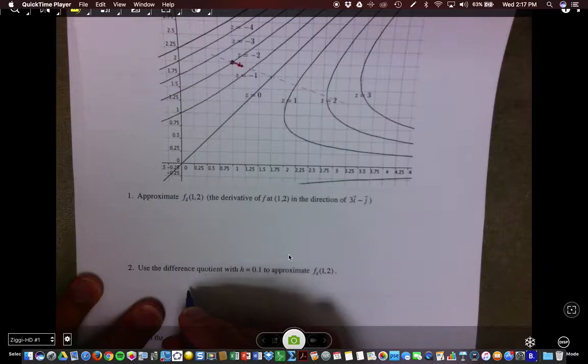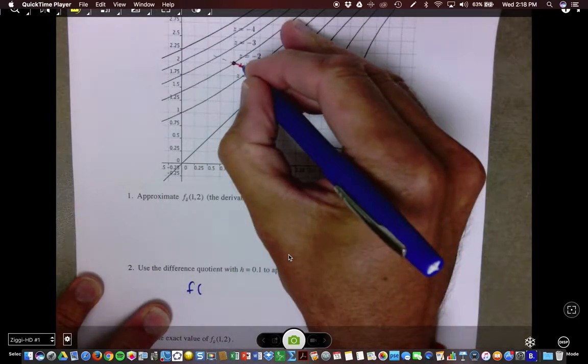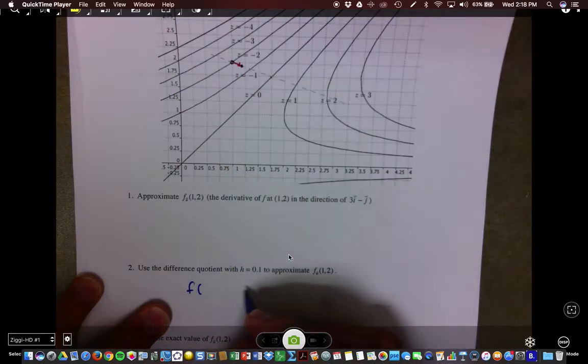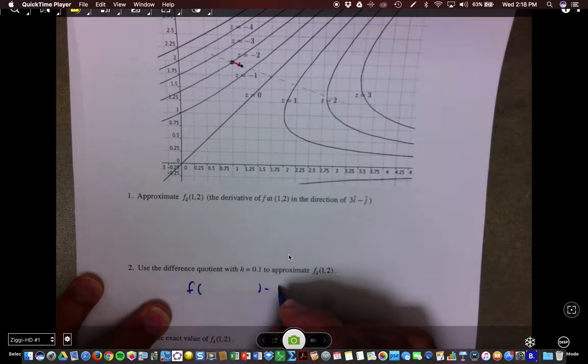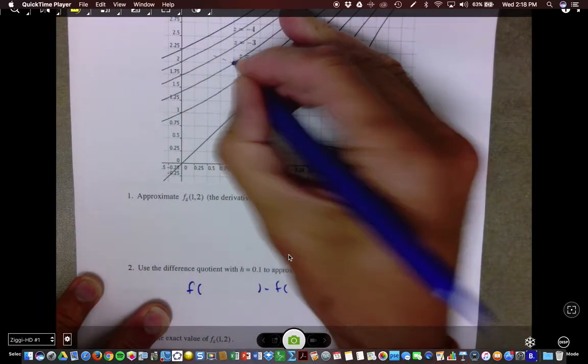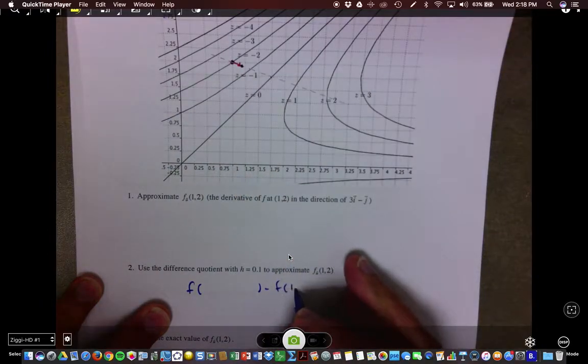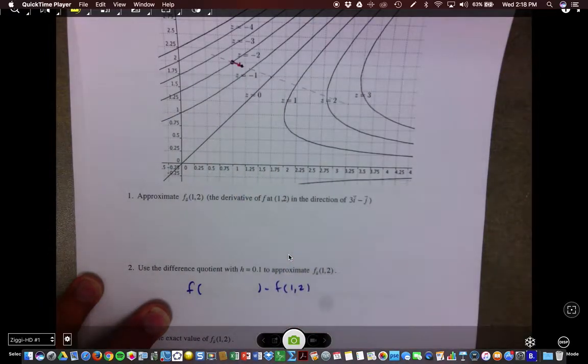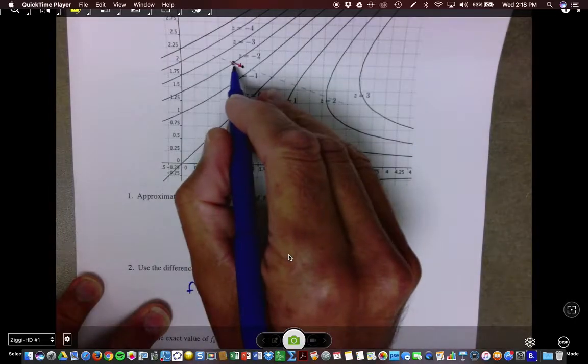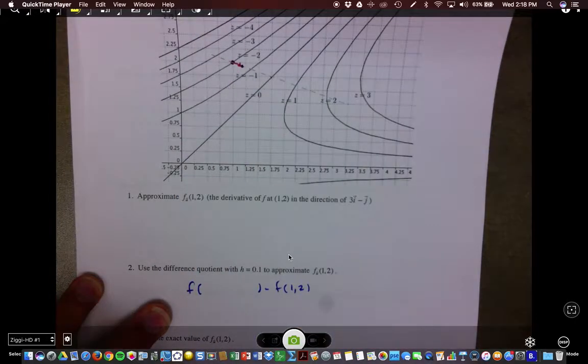All right, so the change in the function is going to be f evaluated at this endpoint minus f evaluated at the beginning point. Well, the beginning point is going to be the easy one. That's just the point (1, 2). But now we've got to think about how much of a displacement there is here.